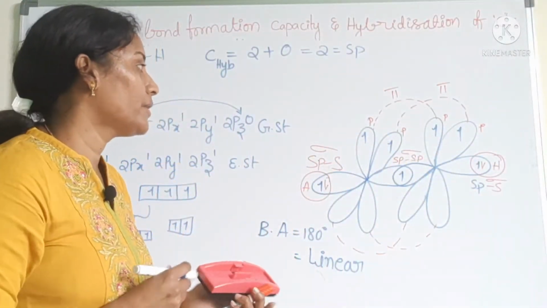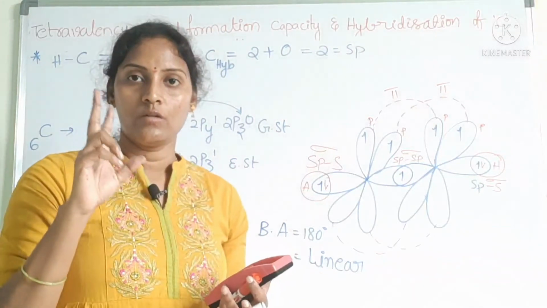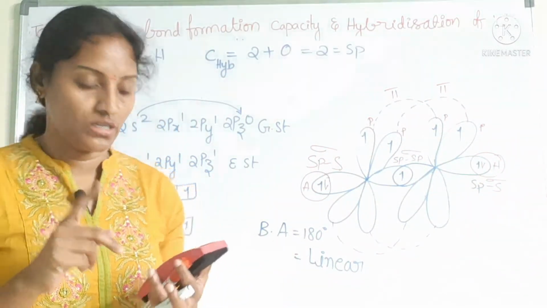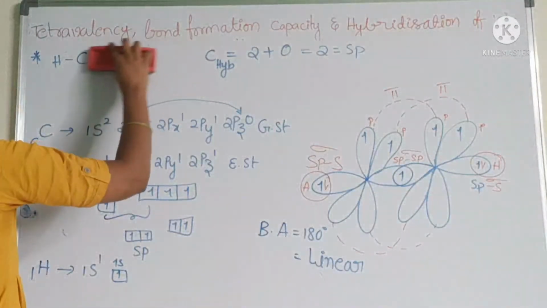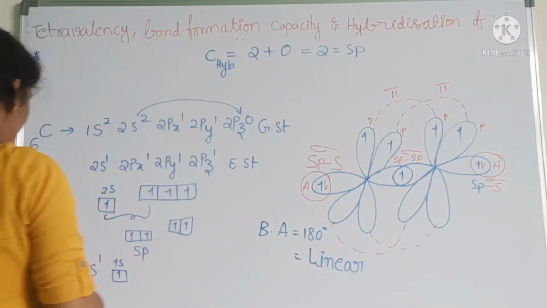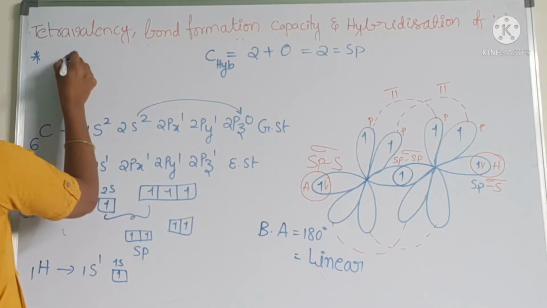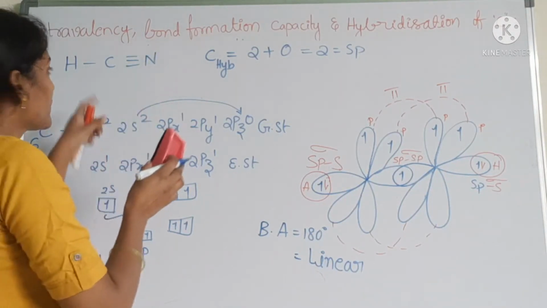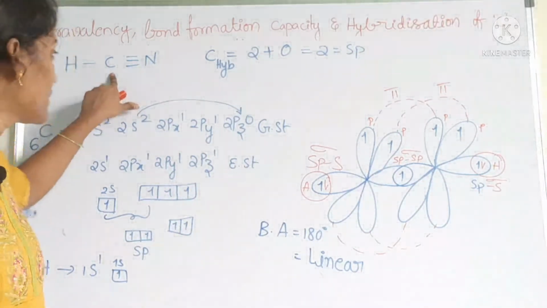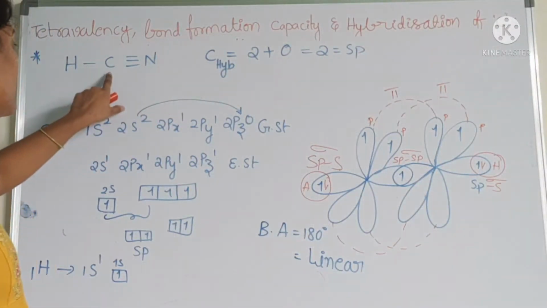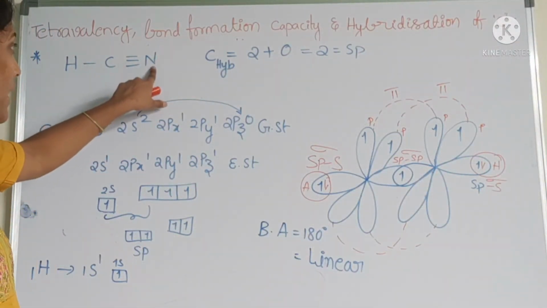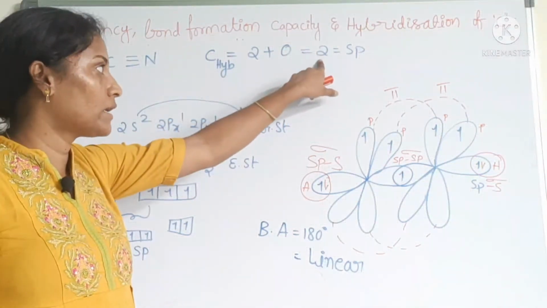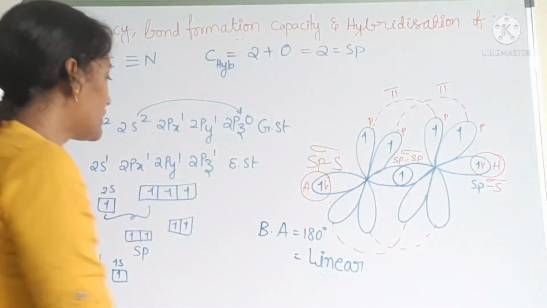In the same way, you can take one triple bond and one single bond formation in the HCN molecule. If you take the HCN molecule, here carbon's hybridization is sp only. See, carbon attaches with two atoms, this side one, this side one. So carbon has sp hybridization in HCN.